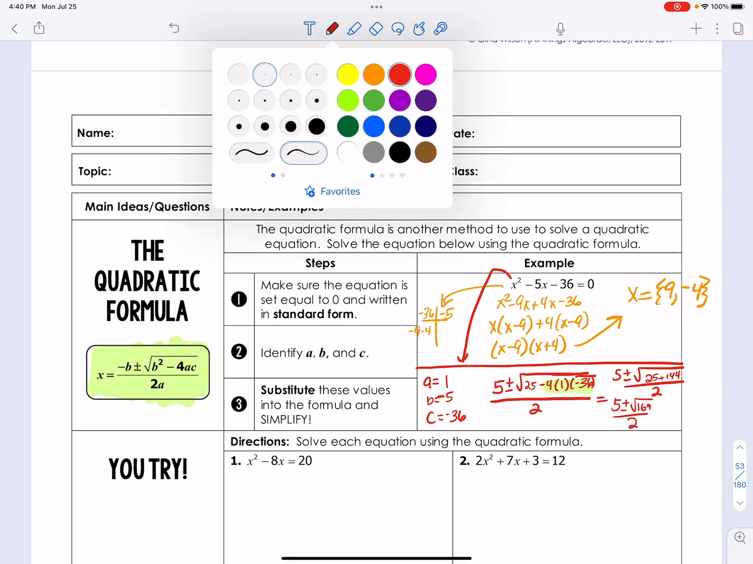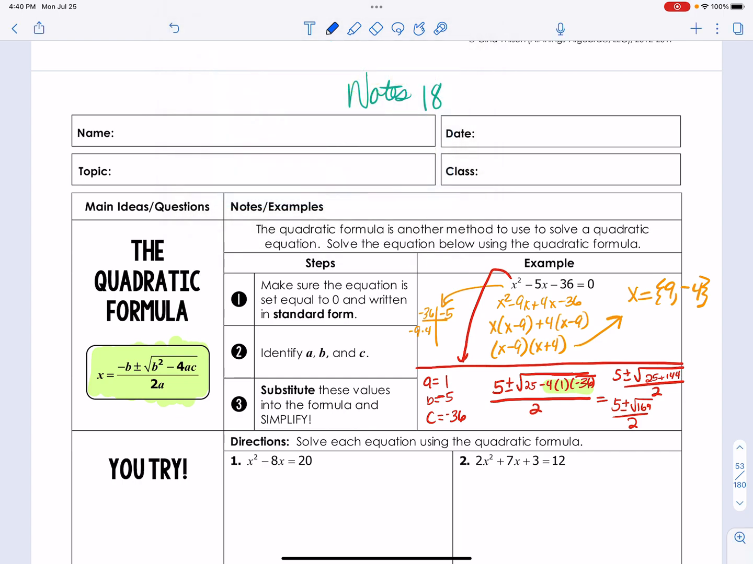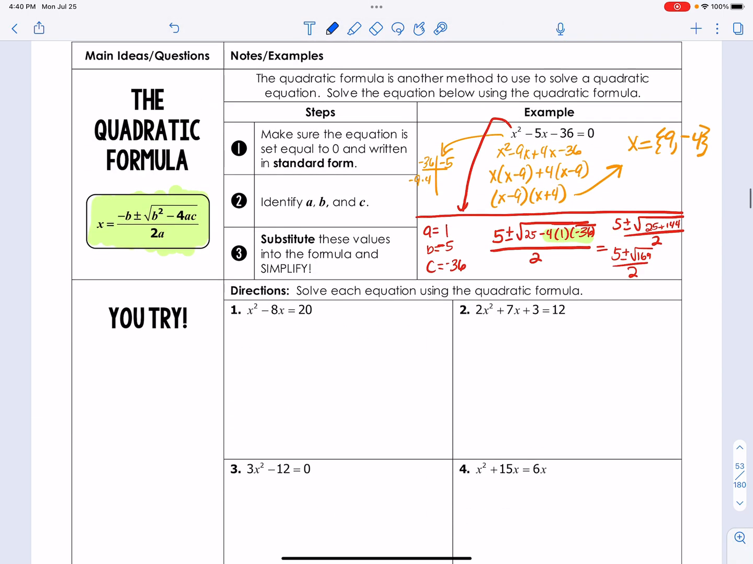Okay, and so then what happens is 169 is one of those perfect squares. Whoa. So I would have one answer that's 5 plus 13 over 2. So that's going to be 18 over 2, which is 9. And I'm going to have one that's 5 minus 13 over 2, which is a negative 8 over 2, which is a negative 4. And if you look at my answers, I have 9 and a negative 4. So the quadratic formula is another way of finding roots. And again, I don't use it all the time. I just use it on the hard ones.